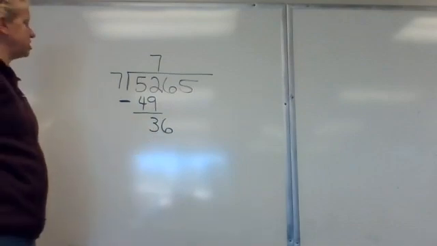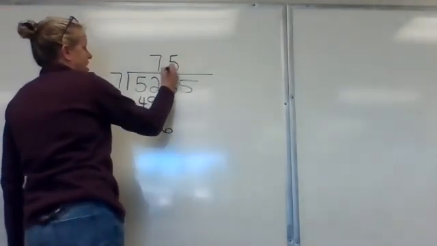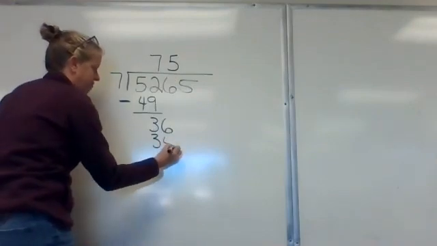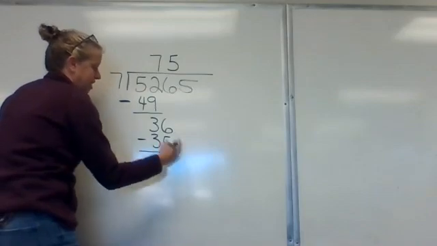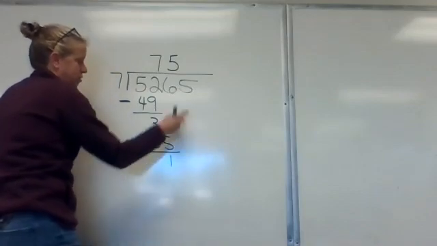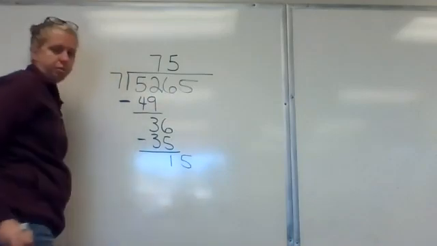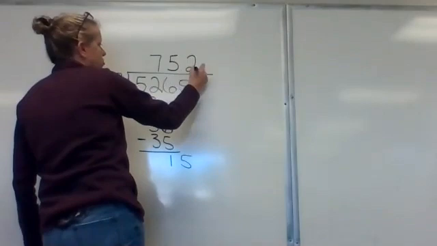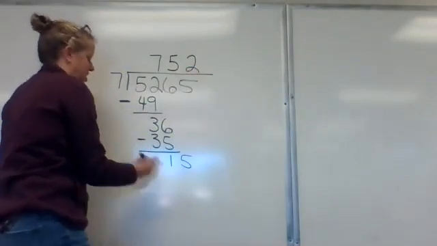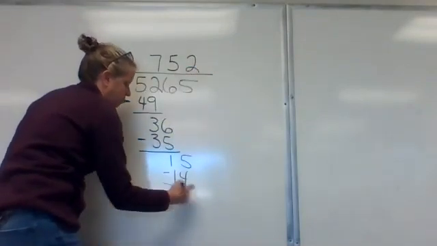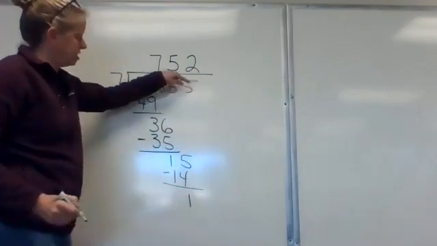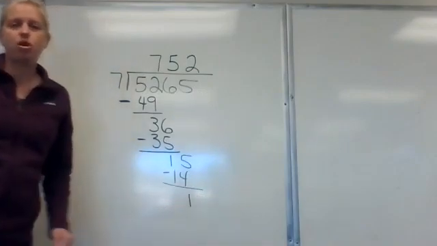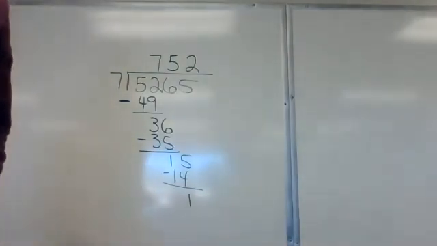So 7 goes into 36 five times. 5 times 7 gives me 35, and then subtract again. 6 minus 5 gives me 1, drop down the next number. 7 goes into 15, 2 times. 2 times 7 is 14, and subtract to get 1. Since we've already brought down that last number, there's nothing else to bring down. That number was called your remainder.